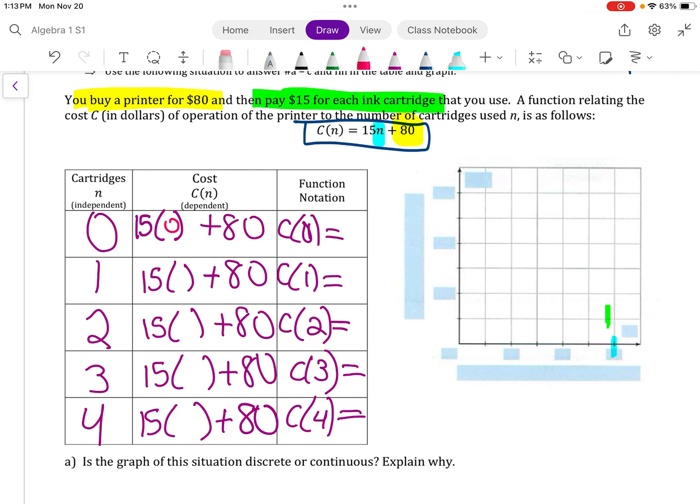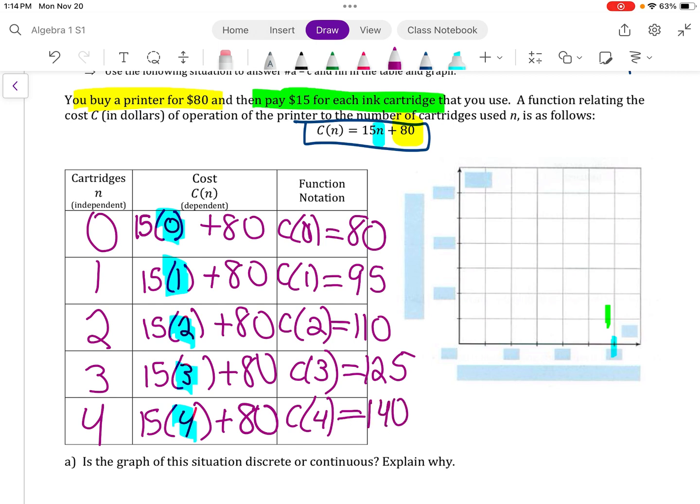So I'm plugging in 0, 1, 2, 3, and 4. So I'm going to multiply first, and then I will add $80 because that is how much the printer costs. So 15 times 0 plus 80 is 80. And then I'm going to add 15 to that. So 80 plus 15 is 95. Add 15 to that, and that's 110. Add 15, and that is 125. Add 15, and that is 140.